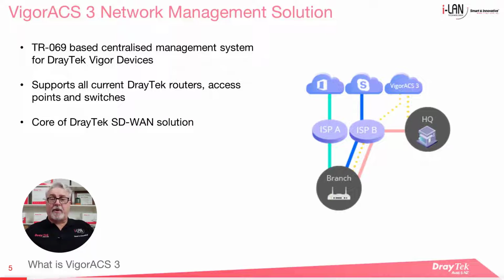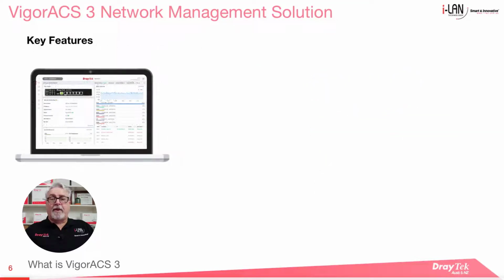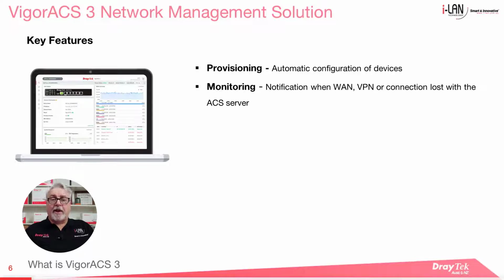VigorACS 3 is also the core of the DrayTek SD-WAN solution. It's subscription-based and license keys are available from 25 to 5,000 nodes. Some of the key features of VigorACS 3 are provisioning. This allows new devices to set themselves up and download the latest firmware. Real-time status monitoring, where you can get notified when a device loses its WAN, VPN or connection with the ACS server. Statistics with reports on client and traffic details over a specified period.